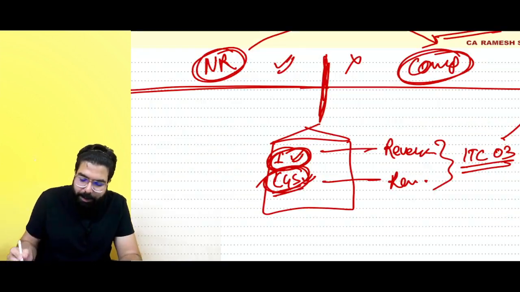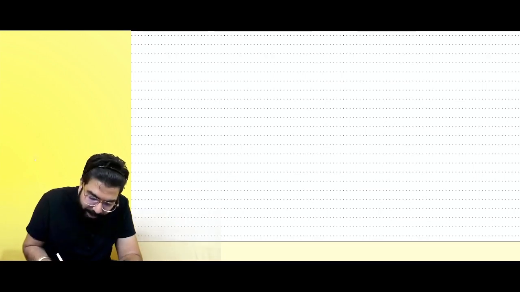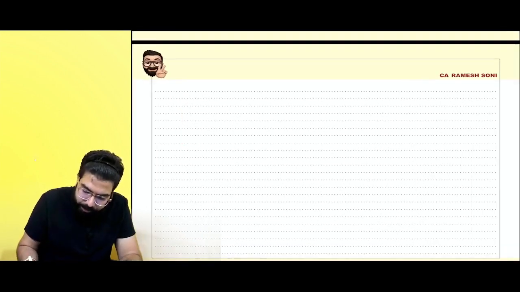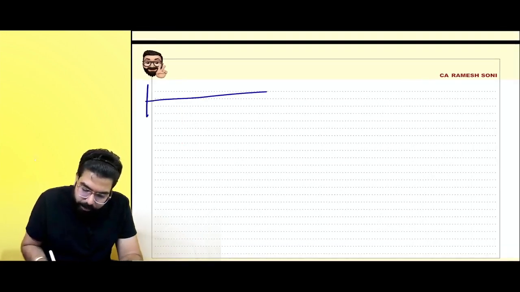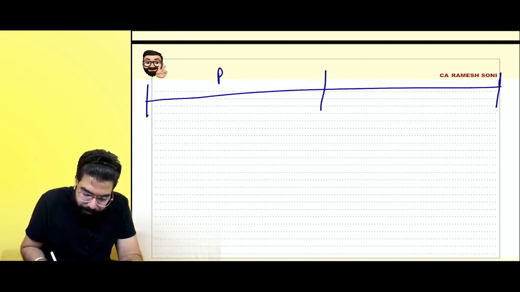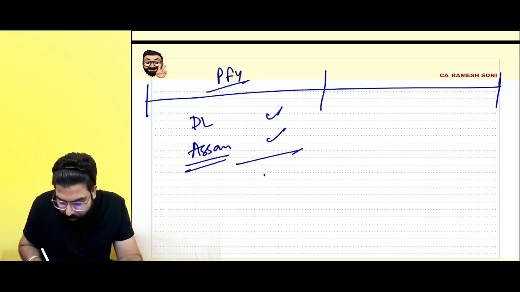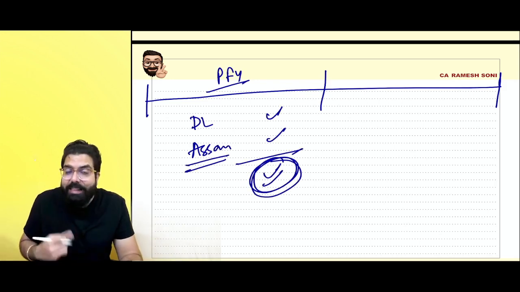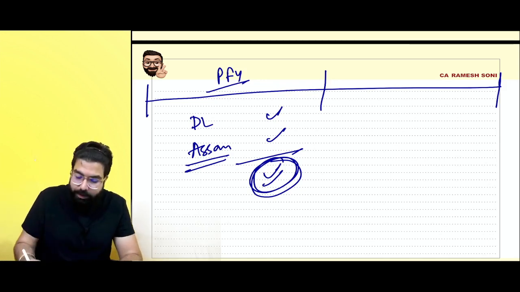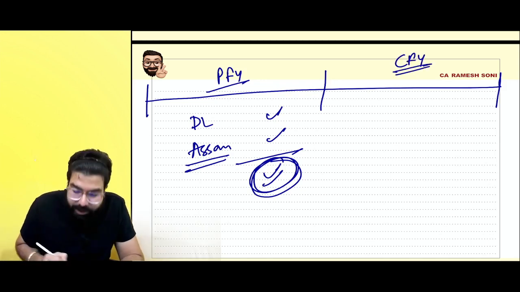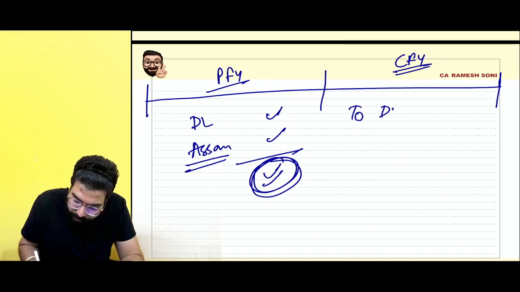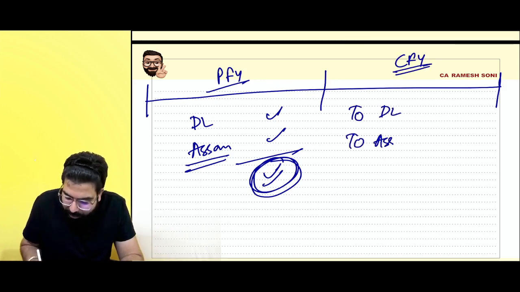Whenever you are making the payment, everyone listen to me very carefully. In the preceding financial year, you were in the state of Delhi and also in the state of Assam. Always remember, all the turnover has to be totaled and then you will check eligibility. Supposing this is the current financial year, you have turnover in the state of Delhi and also in the state of Assam.